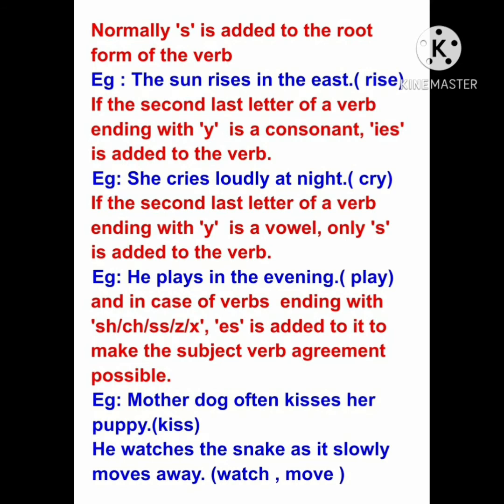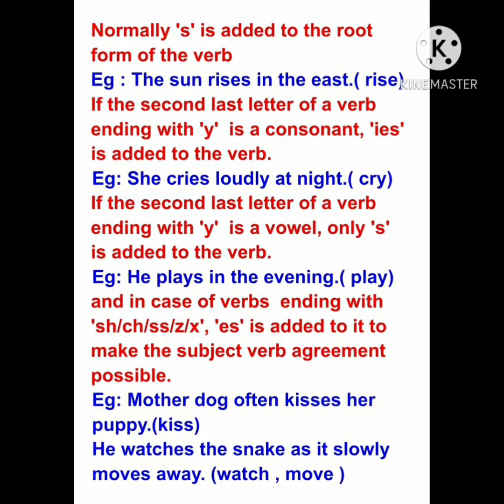If the second last letter of a verb ending with y is a vowel, only s is added to the verb. For example, he plays in the evening. Here, the root form of the verb is play. Here too, the verb ends with y, but the second last letter is a vowel. As per the rule, in such cases, just add s at the end of such words to take it to the S form.